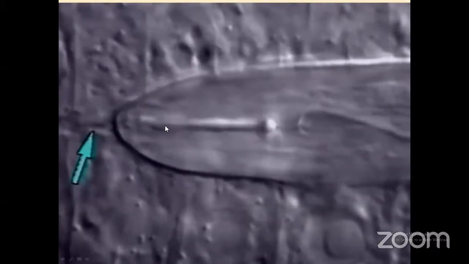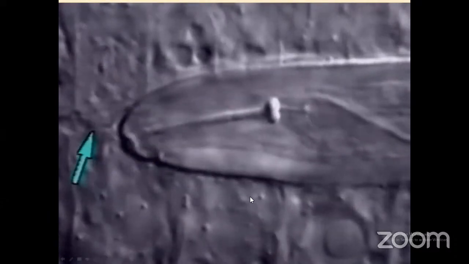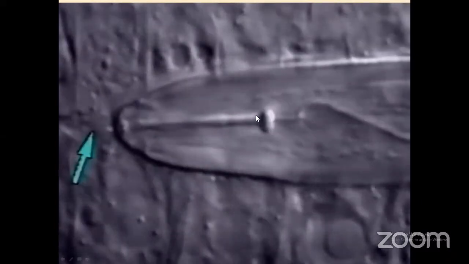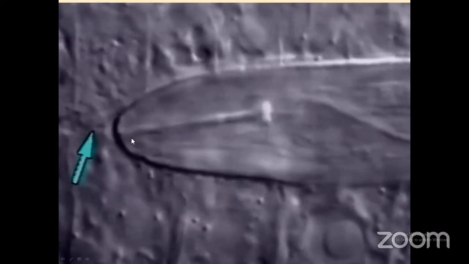See, this is a nematode. This is the stylet. It will just go here and there. It will punch with this one. Within a fraction of a second, it will punch.